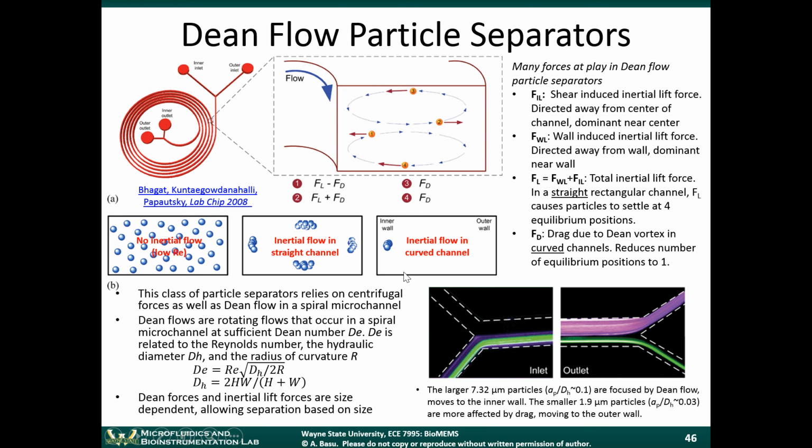So separating particles is based on the concept that different particles will have different Dean numbers, and as a result, they'll settle at different rates into these inertial positions. So you can separate out these small particles from larger particles based on how quickly they equilibrate to their final resting point within the cross-section of the channel.